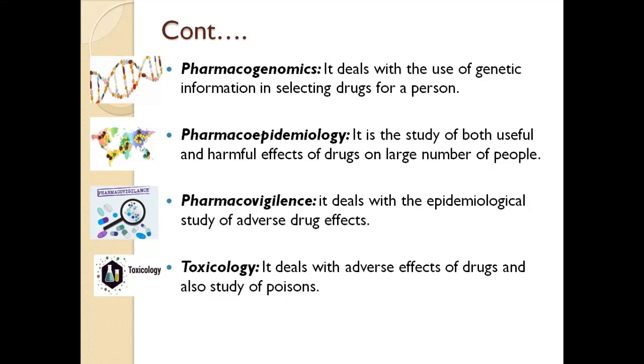Next definition is pharmacogenomics. Genomics refers to genetics, okay? So it deals with the use of genetic information in selecting drugs for a person. Say suppose a person is suffering from a particular genetic disorder, so which kind of drug is suitable for him or which drugs could be harmful for him can be studied under pharmacogenomics.